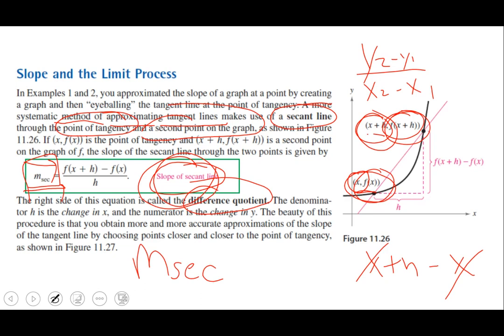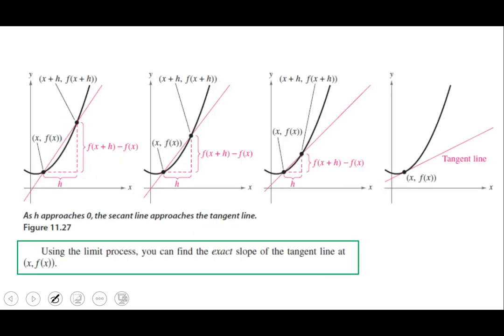The beauty of this procedure is that as you get more accurate approximations of the secant line, what you're actually doing is getting closer and closer to making it a tangent line. And what do we call that when we get closer and closer and closer to something? Well, that's a limit. So let's look at what that means graphically.